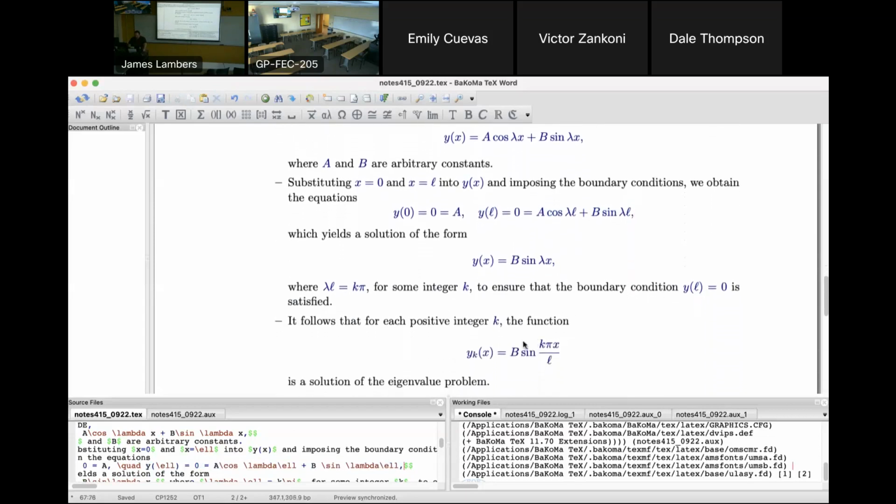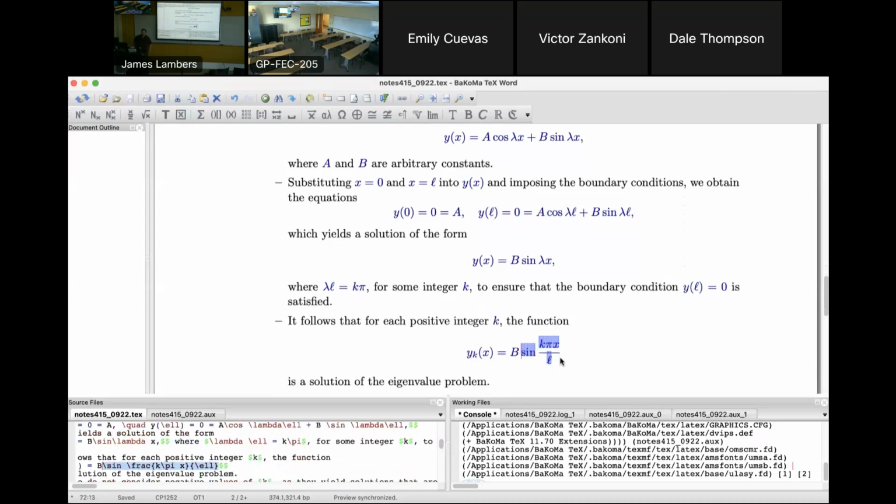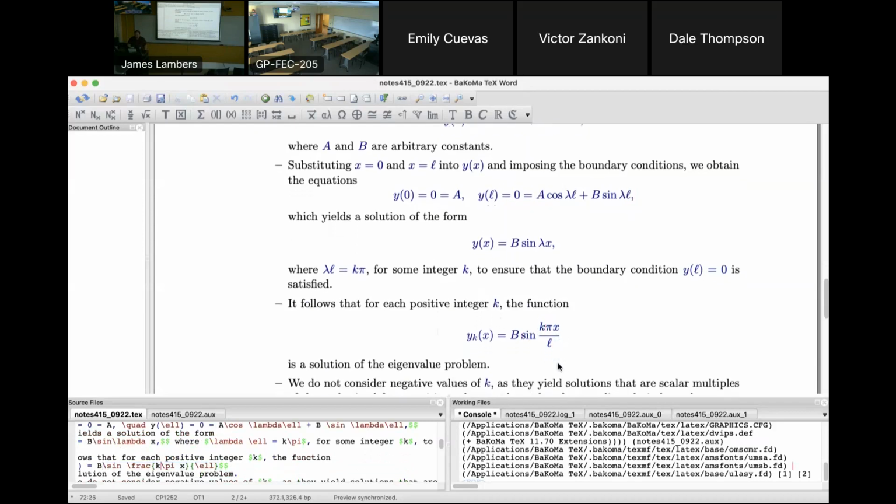So now we have a set of solutions. I'll label y sub k of x is equal to some arbitrary constant, and then sine k pi x over L. So this kind of function satisfies the ODE and satisfies both boundary conditions, where k is an integer. Now here I specified that k must be a positive integer. Well, one thing, if k is 0, the whole thing is 0. So that would not qualify as an eigenfunction.